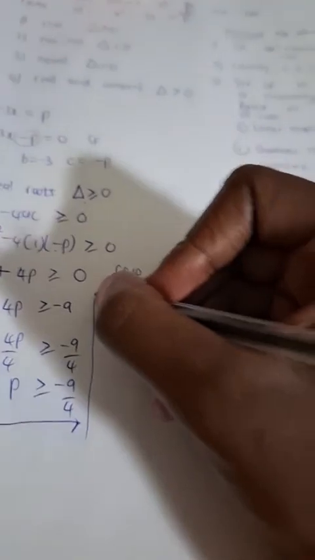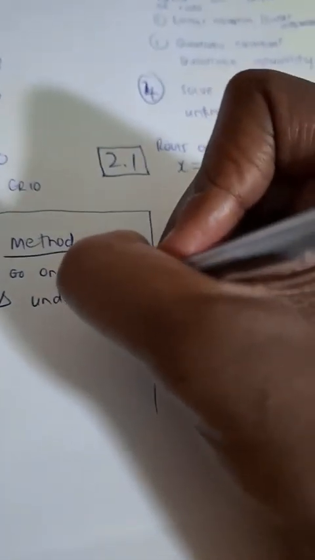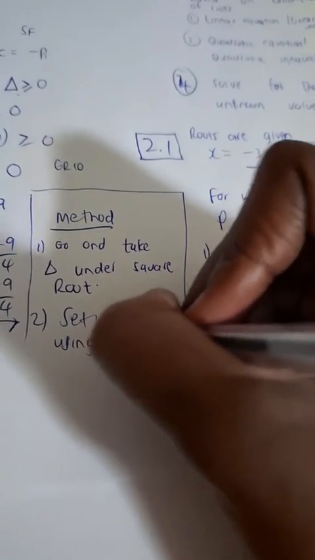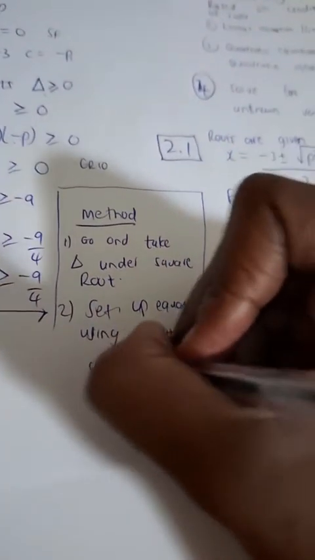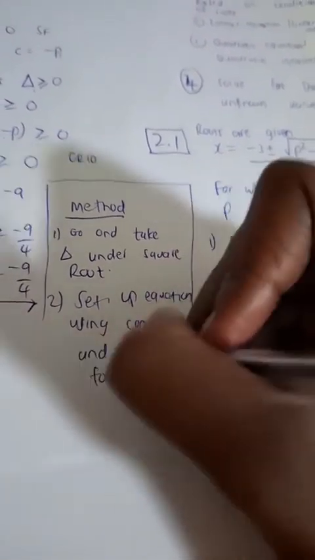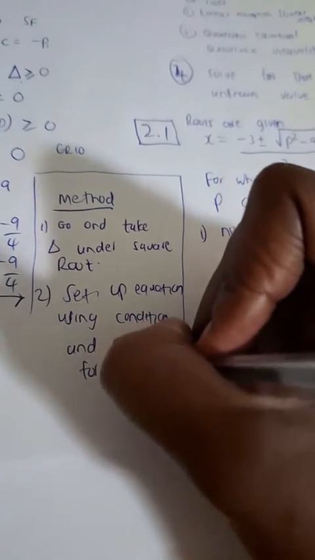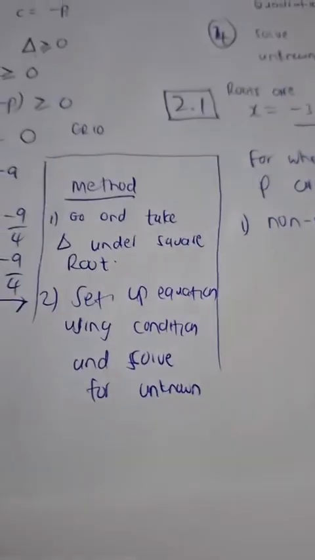Type 2.1, what's nice about it is that you are just given roots, and the simple method is that 1, go and take delta under the square root. 2, set up equation using condition and solve for unknown. I hope you guys can see what I am talking about.